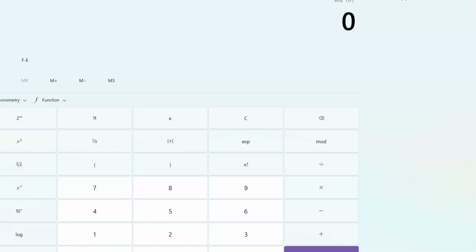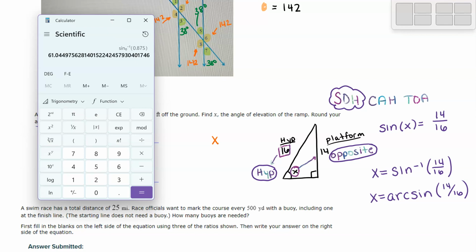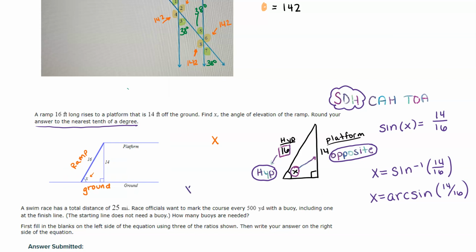I want sine inverse. Okay, so first in this calculator, I have to do 14 over 16. And that's whatever decimal. And then I'm going to hit the sine inverse button. Not hyperbolic, sine inverse. And I got 61. Again, it's just slightly off your screen. Let me see if I can get it on there. 61.0449. So x is equal to 61.0449 degrees.